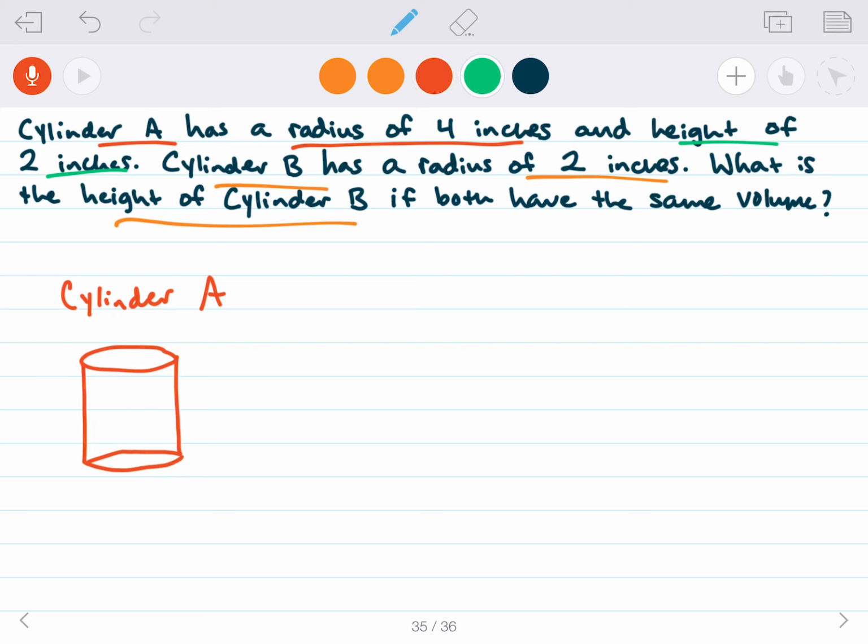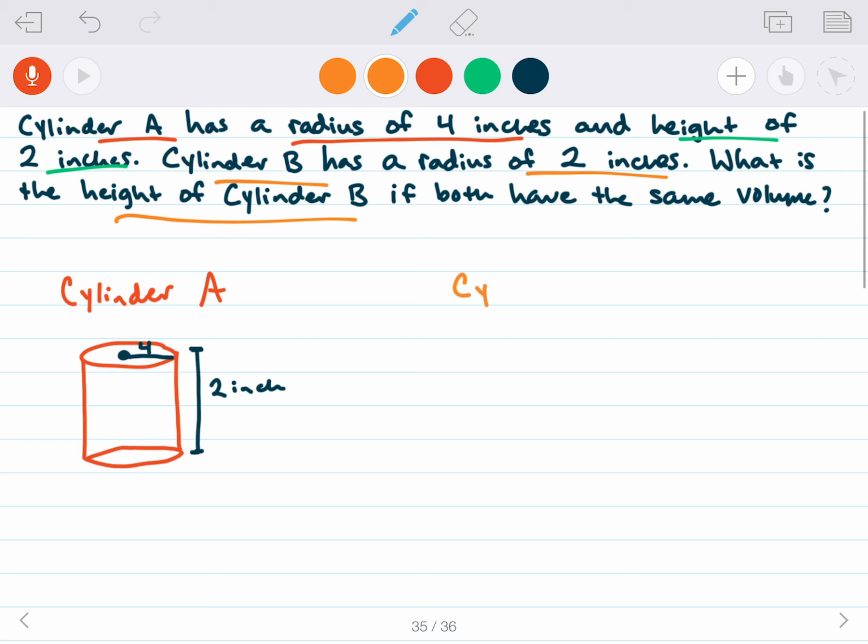Okay, so his radius is 4 inches. I'm just going to draw a little radius there, and his height is 2 inches. And I know this isn't drawn to scale, but it's okay. It should be shorter and fatter, but whatever. We don't have time for artistic abilities here. So that's cylinder A. Now cylinder B, we're not really sure what the height is, but let's go ahead and give it a quick sketch.